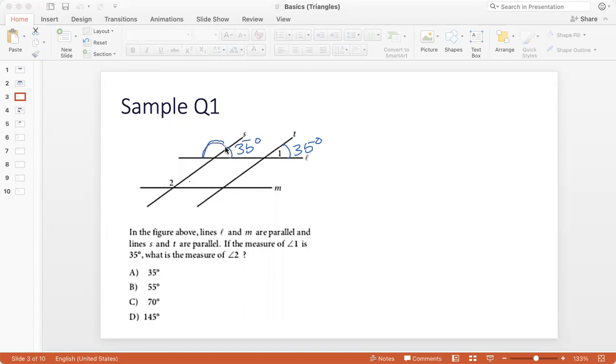What will this angle then be? This angle will be 145 because these both are angles on a straight line, so their sum should be 180. And then this and this are parallel. So this and angle 2 are corresponding angles. They should be equal. So angle 2 is 145 degrees. Option D.